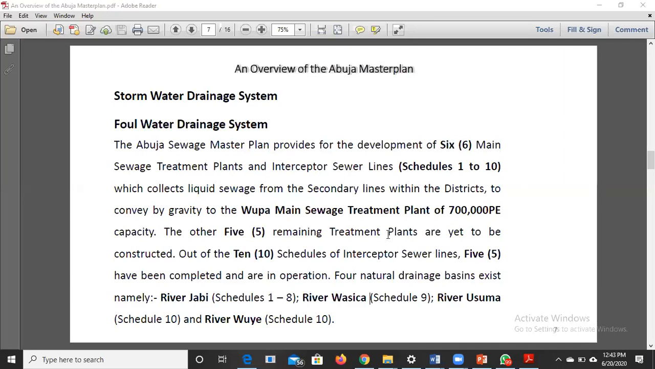The Abuja Sewage Master Plan provides for the development of 6 main sewage treatment plants and interceptor sewer lines. They are called Schedule 1 to 10. We will come to that. It collects liquid waste from secondary lines within the district to convey by gravity. I want us to underline the word gravity, to Wupa main sewage treatment plant. The capacity is 700,000 population equivalent, that's PE capacity.